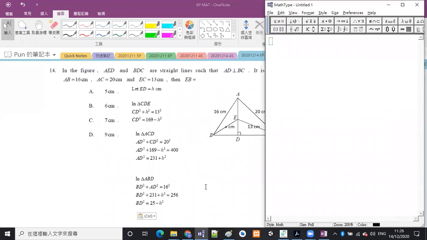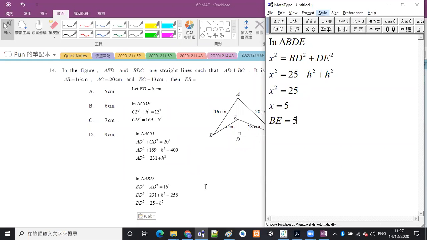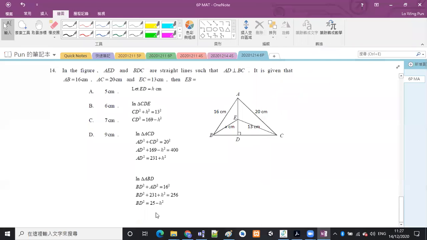Finally, because we need to find X, so we need to consider triangle BDE. And we know that X square is equal to BD square plus DE square. Okay, but BD square is equal to 25 minus H square. DE is equal to H, so it is just plus H square. So X square is equal to 25, and then X is equal to 5. Okay, so BE is equal to 5 cm, like this.